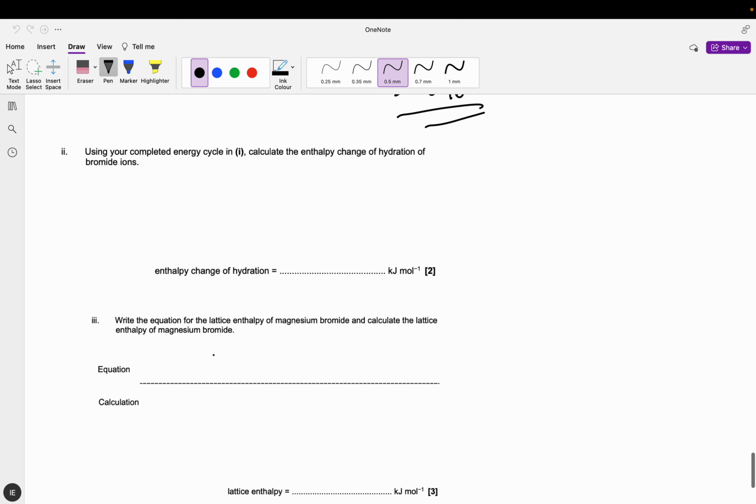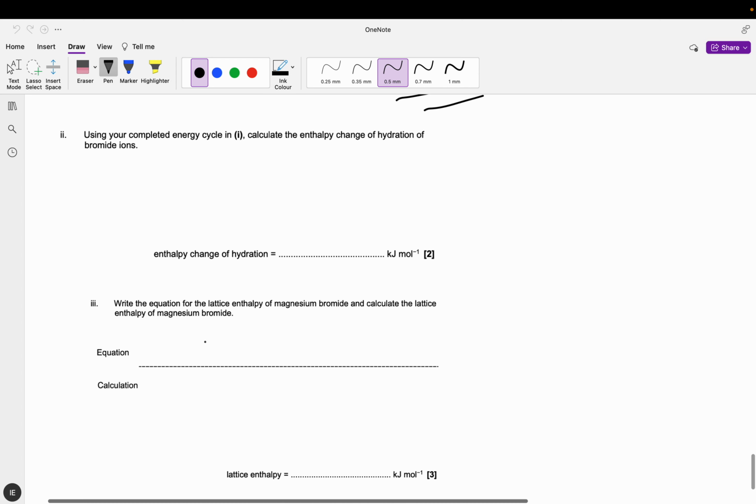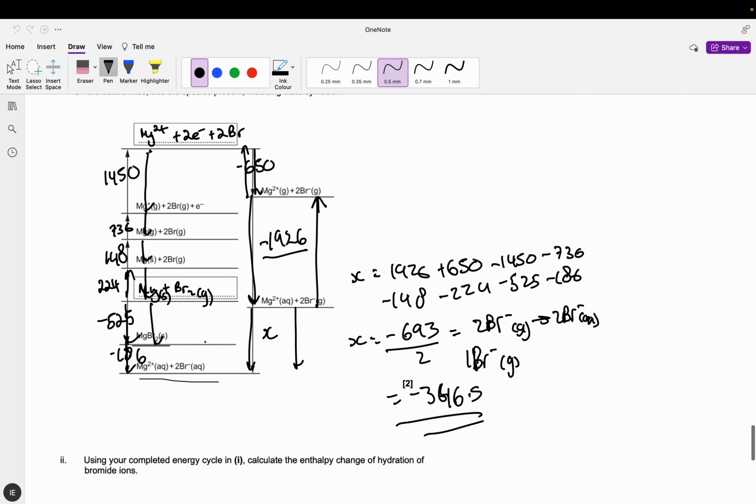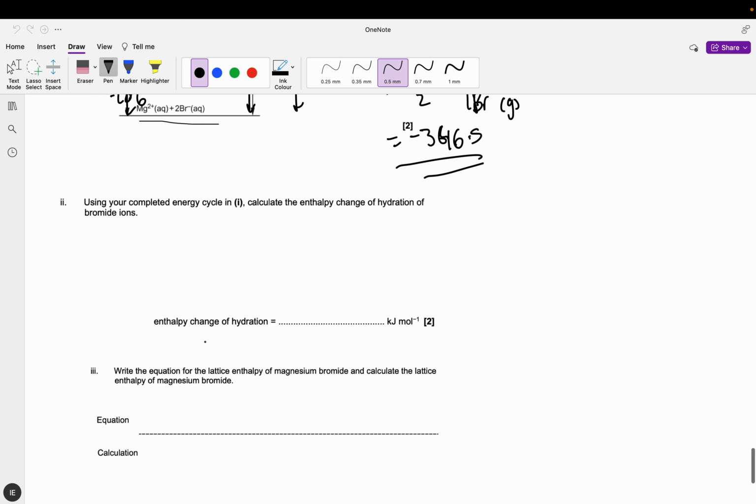Hopefully that makes sense. The next question: write an equation for the lattice enthalpy of magnesium bromide. Calculate the lattice enthalpy. Okay, this is a very good question. Lattice enthalpy of magnesium bromide. The thing with Born-Haber cycles is you have to understand, what do these words mean? What does lattice enthalpy of magnesium bromide mean? It means you are forming magnesium bromide from its gaseous ions. So you're going from the gaseous ions to magnesium bromide.